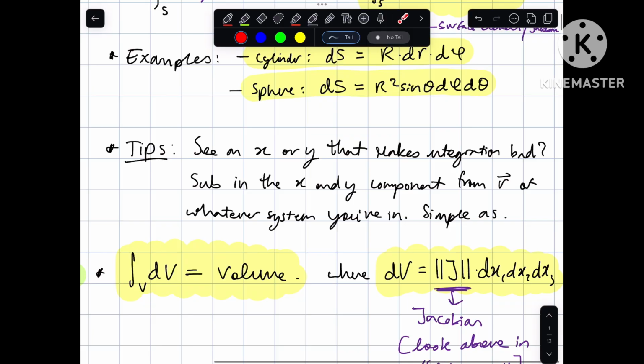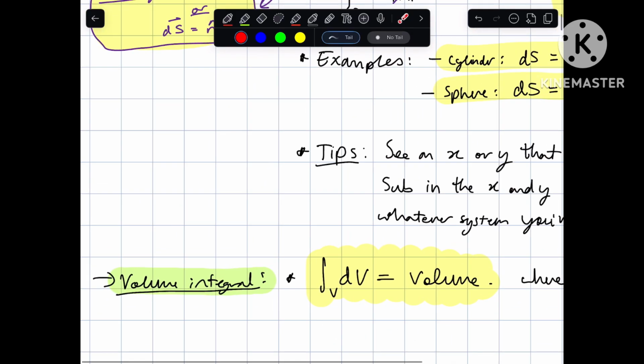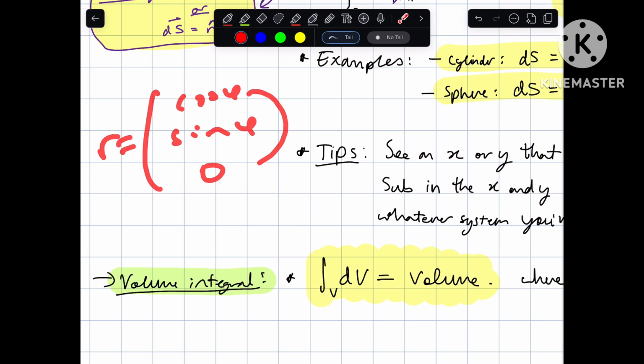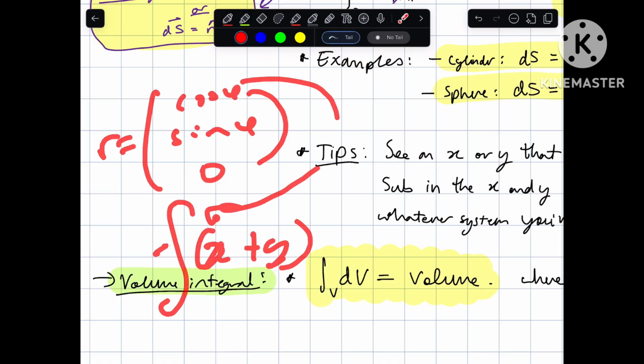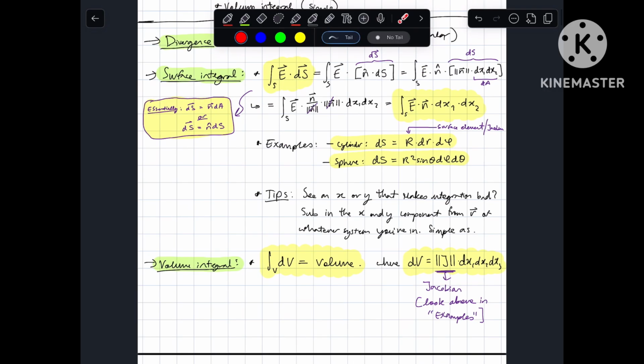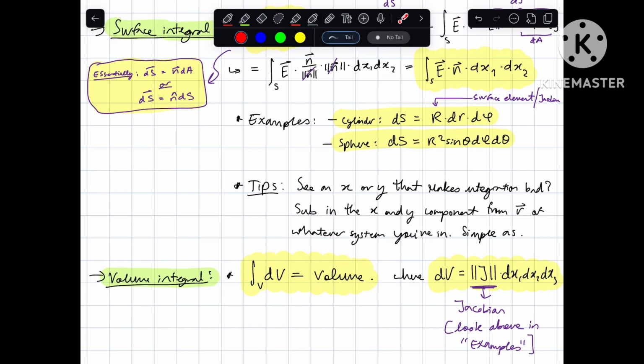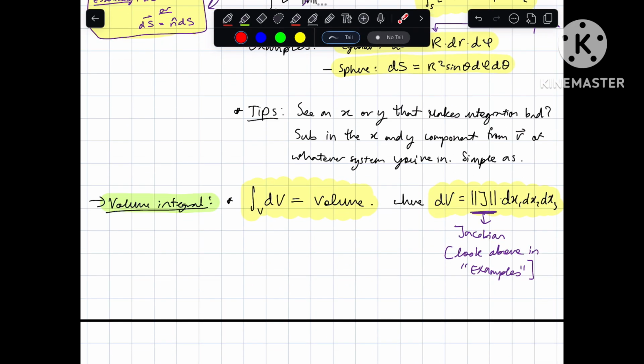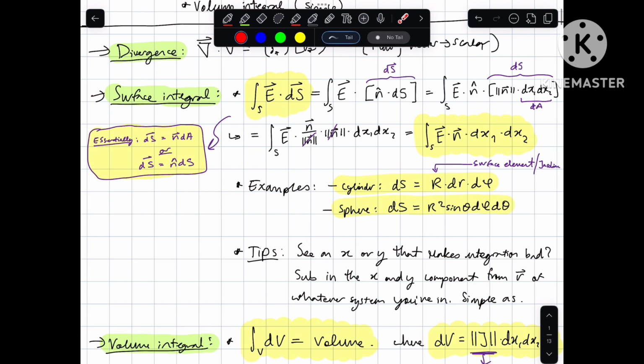Tips: if you see an x or y that makes integration bad, summon the x and y components from R of whatever system you're in. Simple as, if you have an R that is cos phi, sine phi, 0 or something, and you're integrating, for example, x plus y, you can just sub in cos phi for x, sine phi for y, and if you're integrating over phi, then that's going to be simple. You don't have to, because if you have other variables in there, it's going to be complicated. What you want is to be integrating over two variables if you're doing a surface integral.